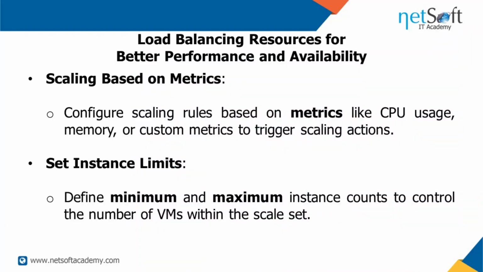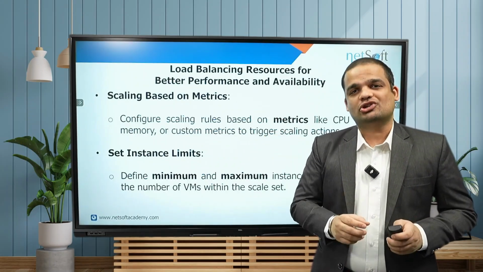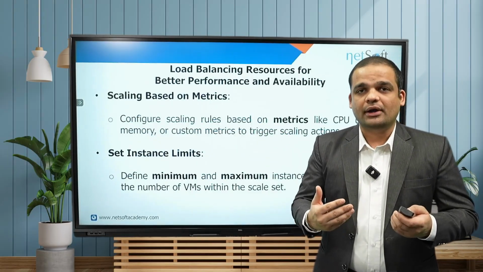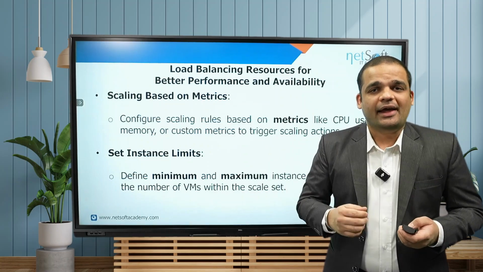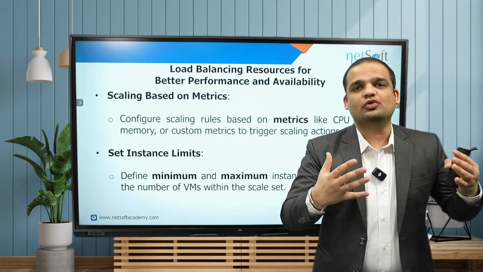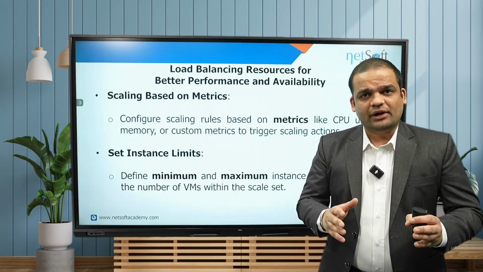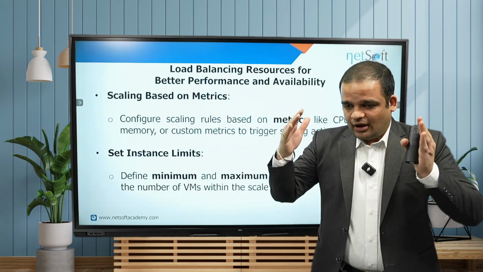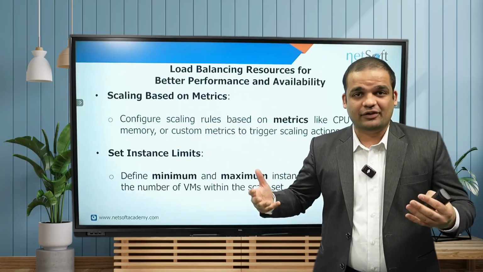Now, set instance limits. When configuring your VMSS, virtual machine scale set, you can set a minimum and maximum instance count, kind of like a hard cap. This will ensure that even if the demand spikes, the system won't scale beyond a certain point. And it won't scale down too far during low demand, ensuring a balance of availability and cost saving. So it's a hard cap which you decide while configuring all this.